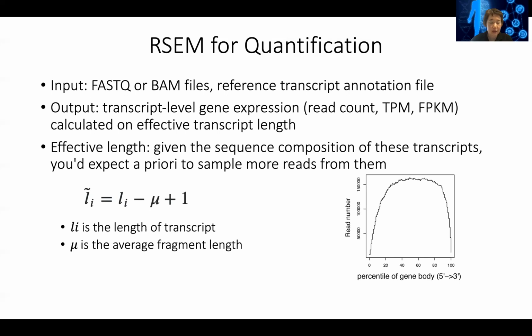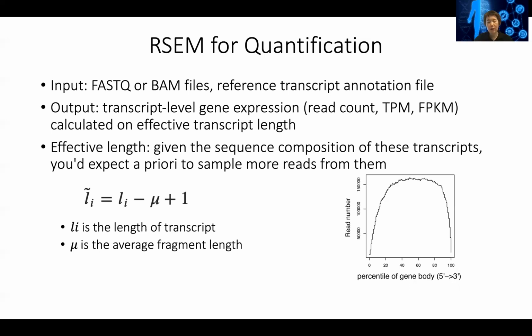The output is the transcript level expression, which includes the read count. It can include the TPM and FPKM that are calculated on the effective transcript length. You might notice that this is not the full gene length. It only considers the exons on the gene or the actual mRNA transcript. And you can see here, if we look at the read coverage across the gene, 0 means the 5' end, the beginning of the gene, and 100 means the 3' end of the gene.